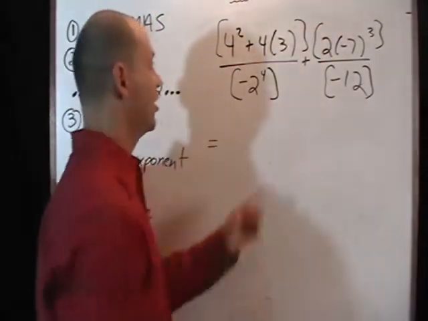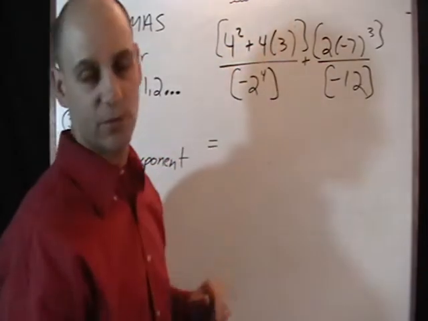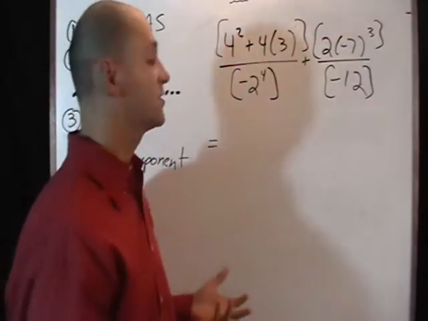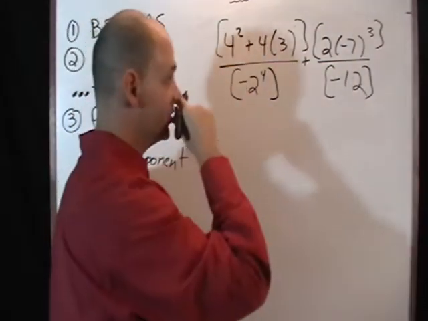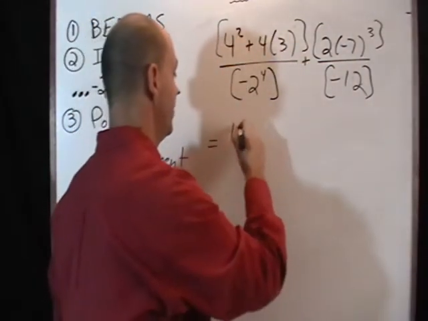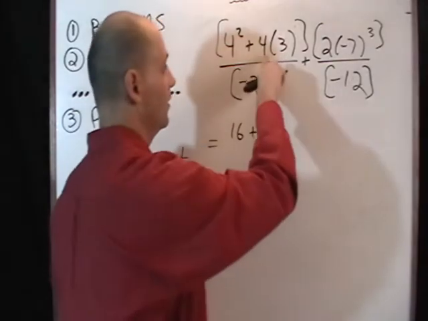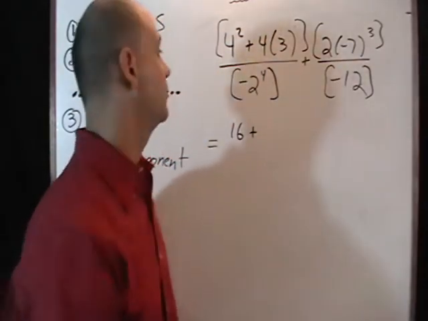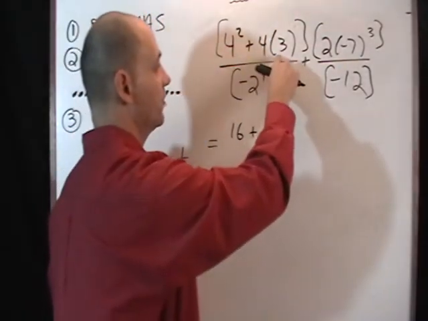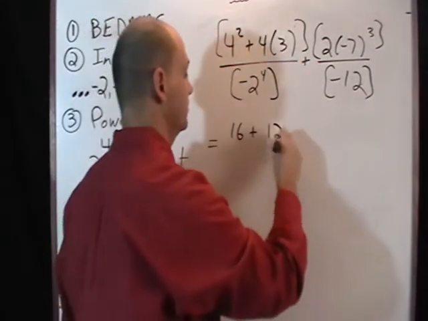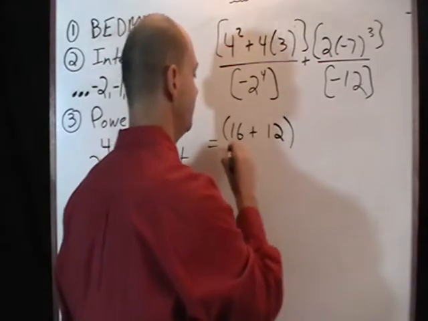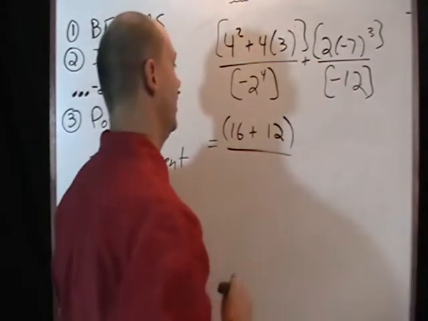So let's start with this numerator here, 4 squared plus 4 times 3. First thing we're going to do is the exponent, because that comes first before multiplication and addition. So 4 squared is 16. And 4 times 3 is going to be 12. And we do the multiplication first because it comes before addition. So we get that. And let's just leave that like that for now.